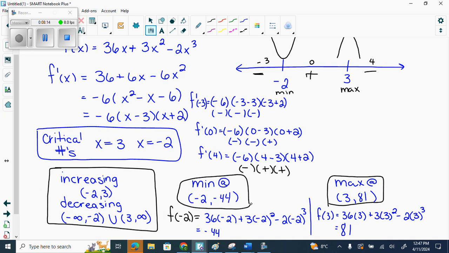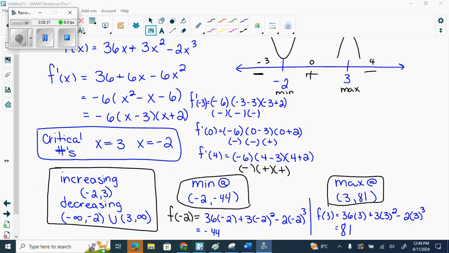Everyone type the original into their calculator. Is it increasing from negative 2 to 3, decreasing the other ones? And then find your max and min. See if they're the same. Greatest thing about this is I know that my y max needs to be above 81 and my y min needs to be below negative 44, right? I could just set a window properly. So go try it out and confirm that, and then we're going to move on to the second derivative test.